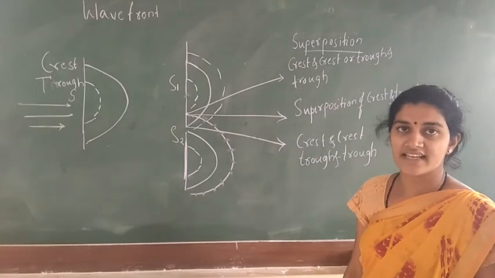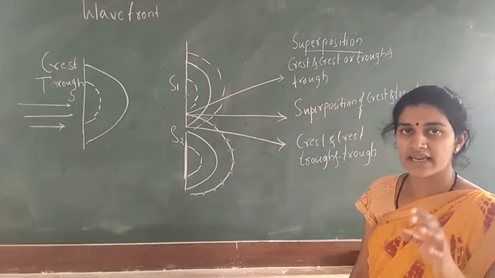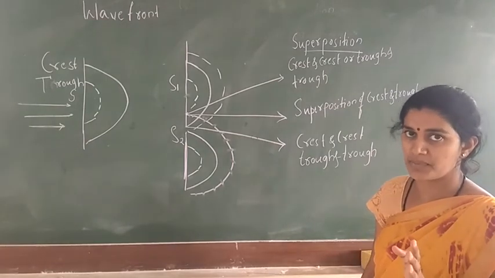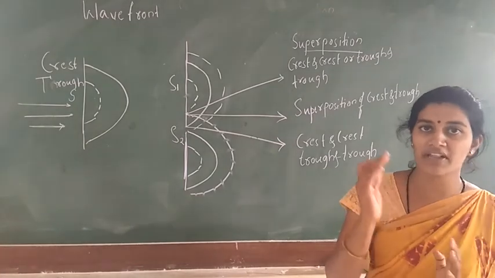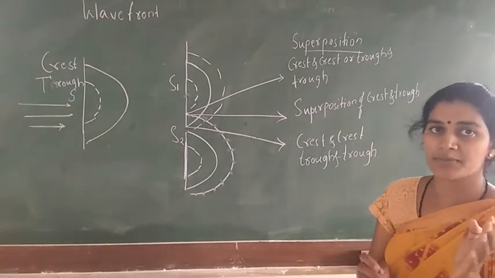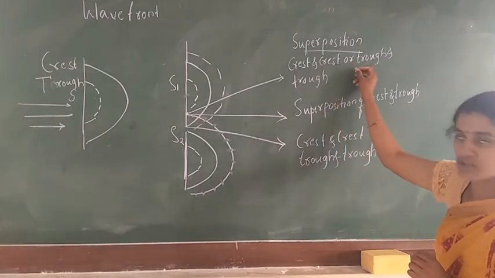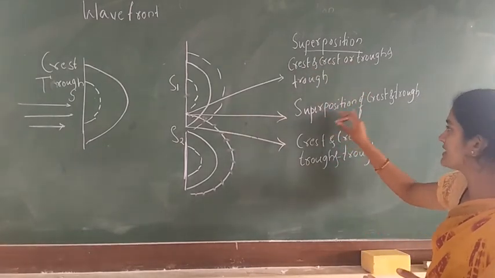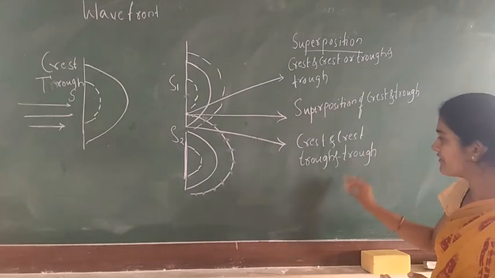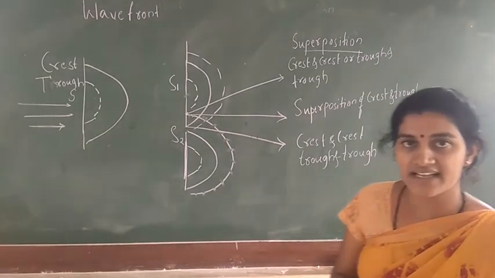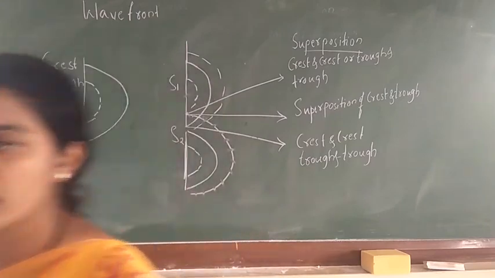This is how we can study the wavefront in the Young double slit experiment. When the wavefront, either spherical or cylindrical, is made to pass, first we are getting crest and crest, or trough. When it gets mixed up, we are getting crest and trough. Again we are getting crest and crest, and trough and trough.